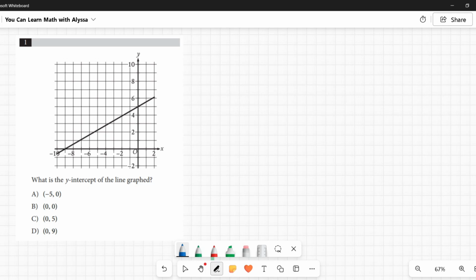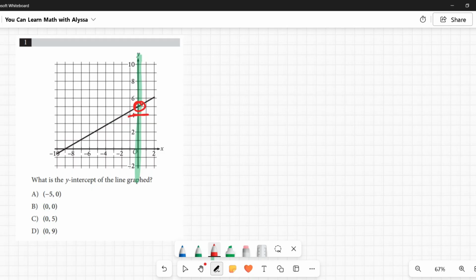Number 1, what is the y-intercept of the line graphed? When we are provided with the graph of any function, it doesn't have to be a line, and they ask us for the y-intercept, they just want to know where this line, this function, crosses the y-axis. And this is our y-axis right here. So this line is crossing it.